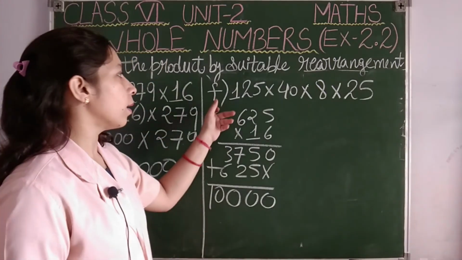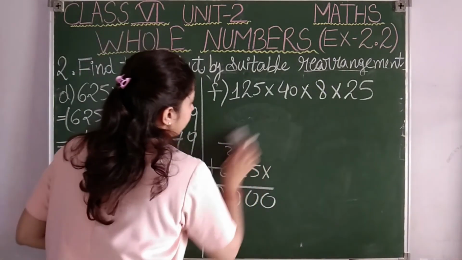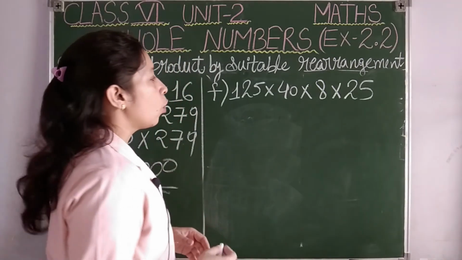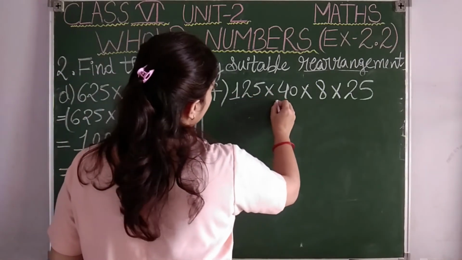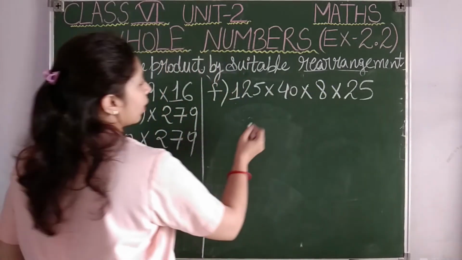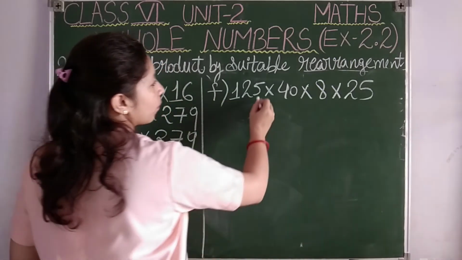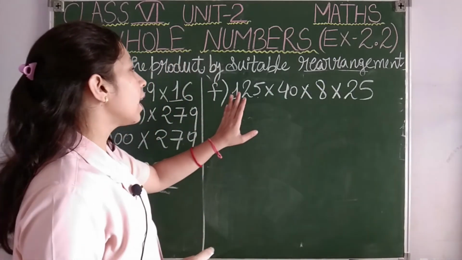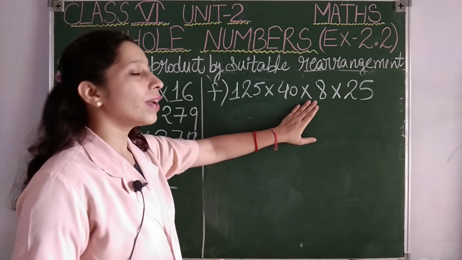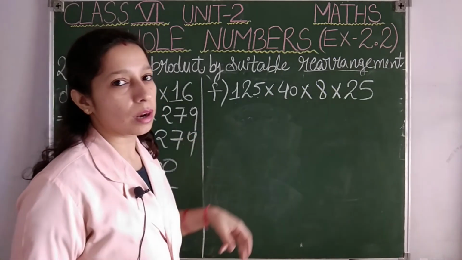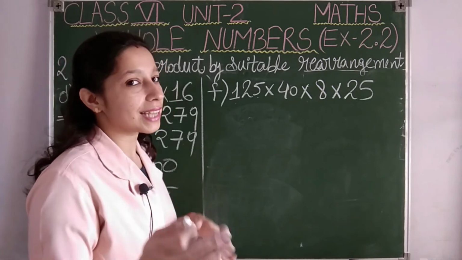I am telling you point number F here, students. Okay. Let us see point number F then. 4 numbers are given to multiply. No problem. 125 into 40 into 8 into 25. Again 5 8s are 40. 5 5s are 25. So either I can multiply 125 with 40 or with 8, because if we are taking both the unit digits, we are getting a number which is ending with 0.